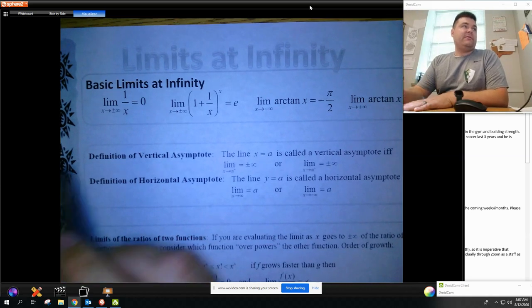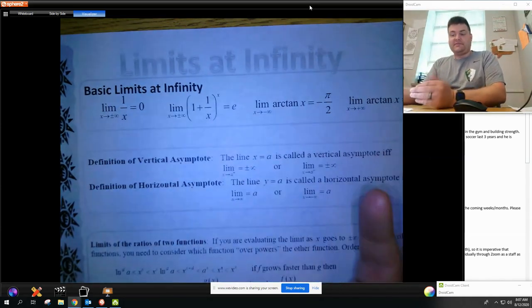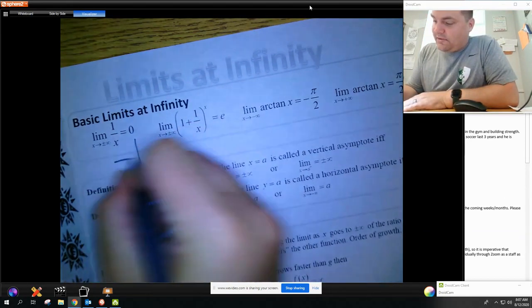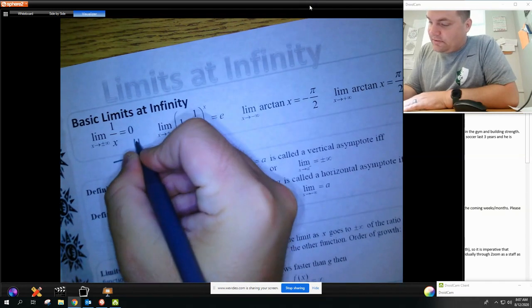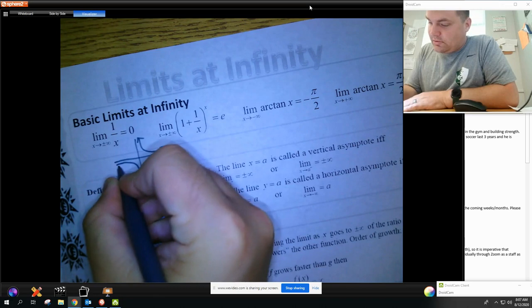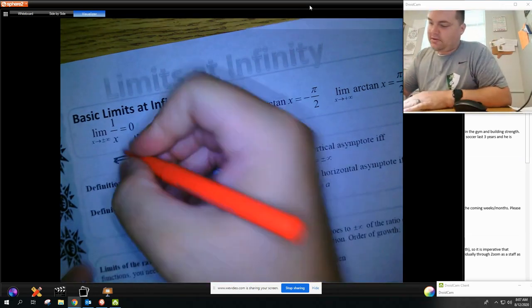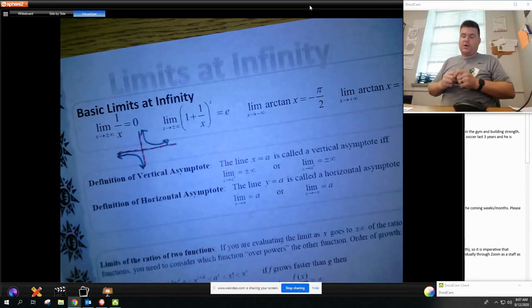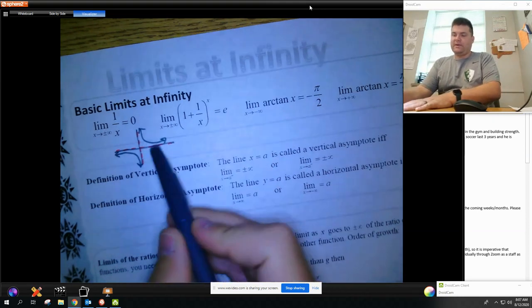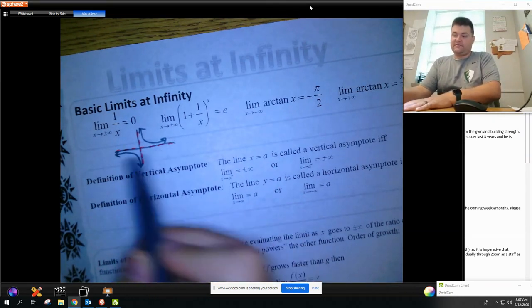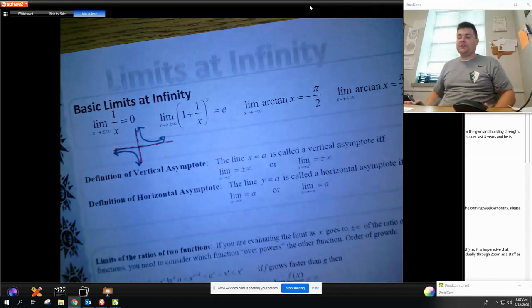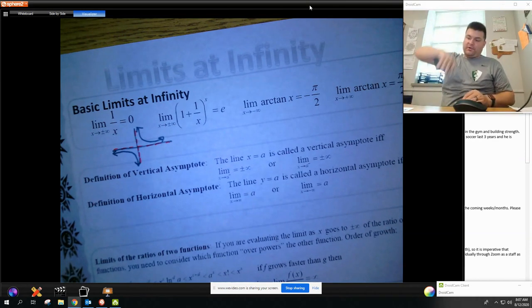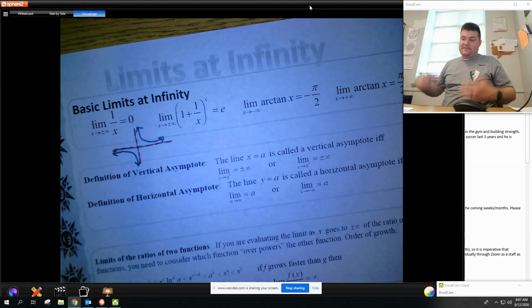If you have a limit as x approaches either positive or negative infinity of 1 over x, it's going to equal 0. Now, if you're wondering why, here's the graph of 1 over x. And I'll make some asymptotes in here because they do belong. If I go out to positive infinity, I'm approaching 0, that asymptote. If I go out to negative infinity, I'm also approaching 0 at that asymptote. So that's why a number over infinity essentially is going to give us a 0 value.